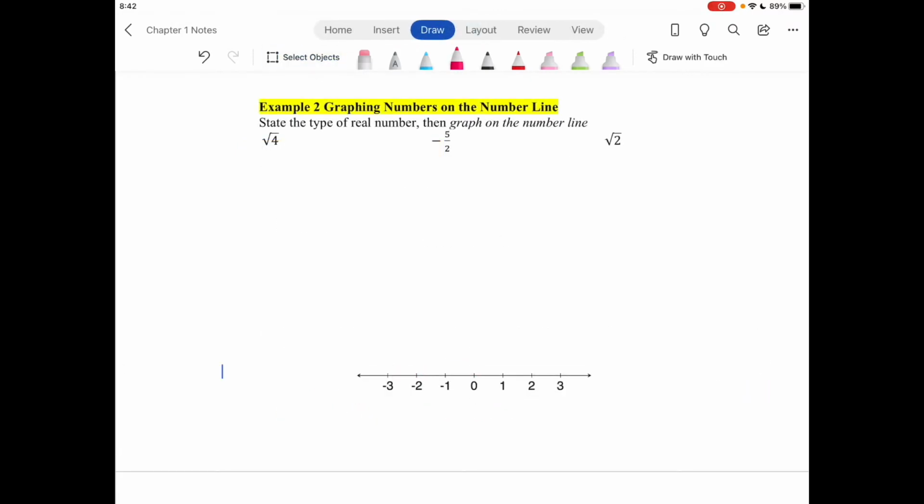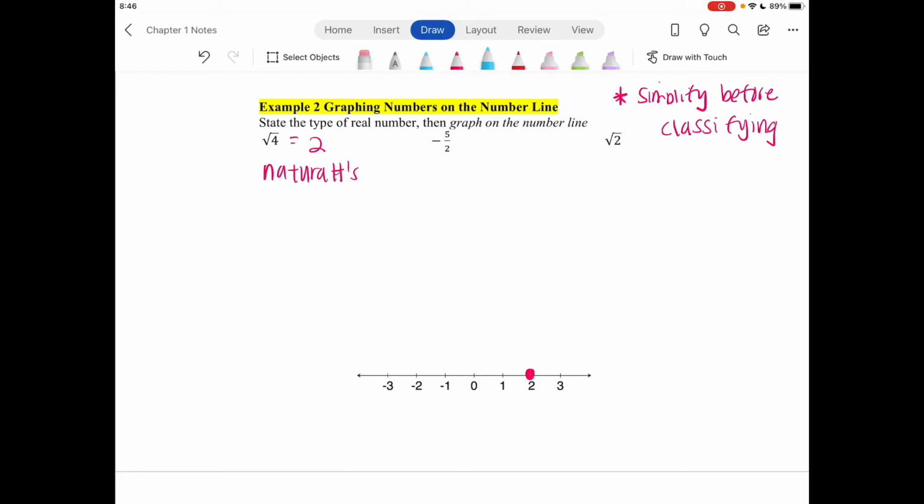Now we can look at graphing and stating the type of real number. Here's something really important. Always simplify before classifying. For example, with the square root of 4, we know the square root of 4 is actually the same thing as 2. And 2 is one of our natural numbers. Then we can go ahead and put a point just on positive 2 on the number line.